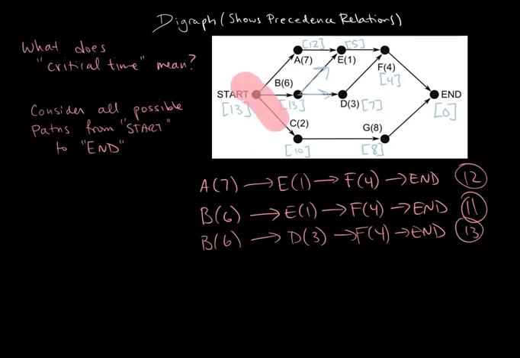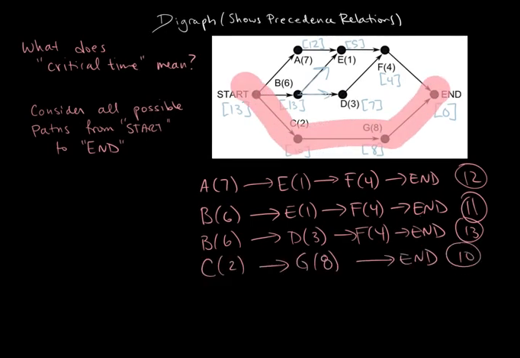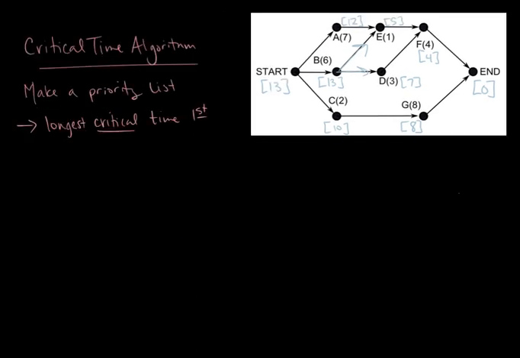And finally, consider C, G, end. It takes 10 time units to travel this path. Due to precedence relations, we can never shorten these paths. So when we find the longest one of these paths, we get the critical time, or the optimal time, or the best hope we have for the shortest amount of time to complete the project.